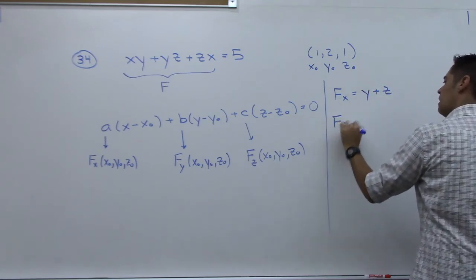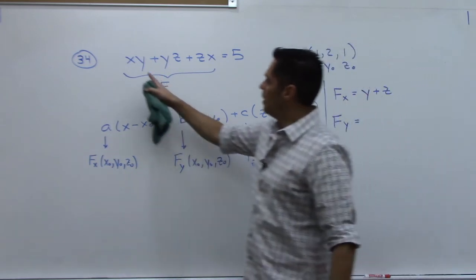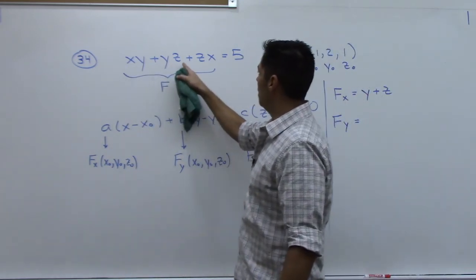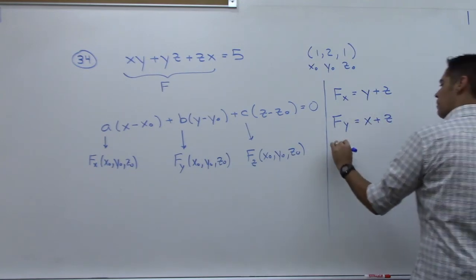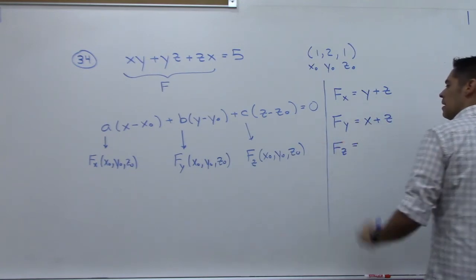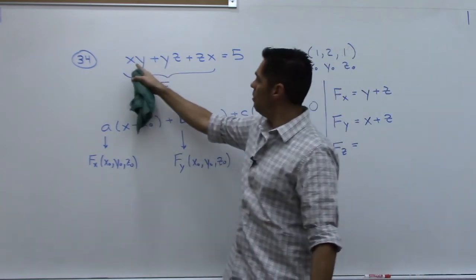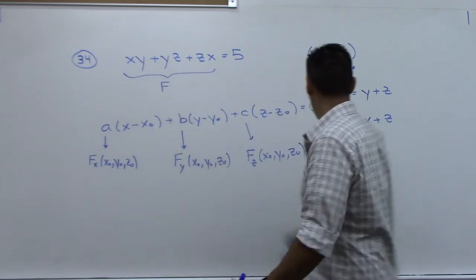Partial with respect to y, I get x plus z, 0. x plus z. Partial of f with respect to z, 0, y plus x. y plus x.